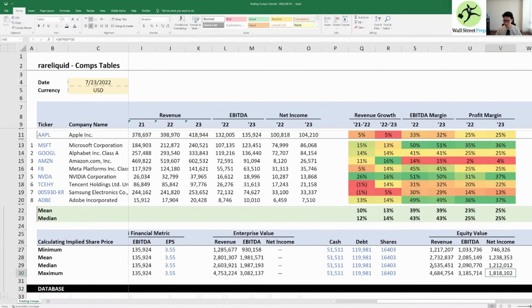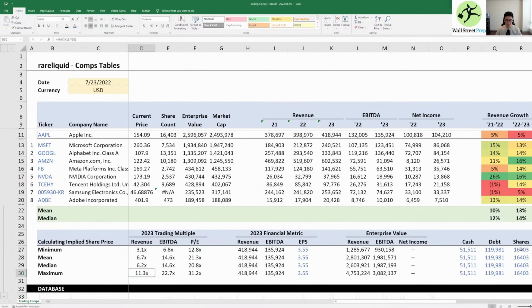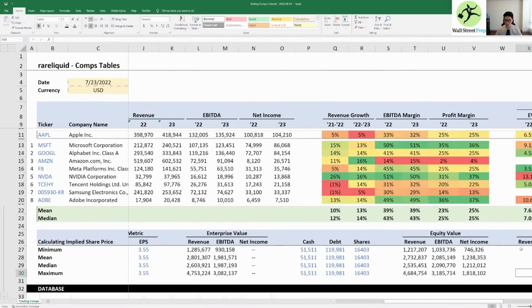So PE multiple is a little bit more tricky, but you can kind of just think of it as a simple algebraic math problem. You have your price per share on the numerator, earnings per share on the denominator. To get ultimately to your price, which is your equity value, what you want to do is multiply your earnings per share times your number of shares, which gets us to your earnings, and then multiply that by your PE multiple, and that gets you to your price, essentially.